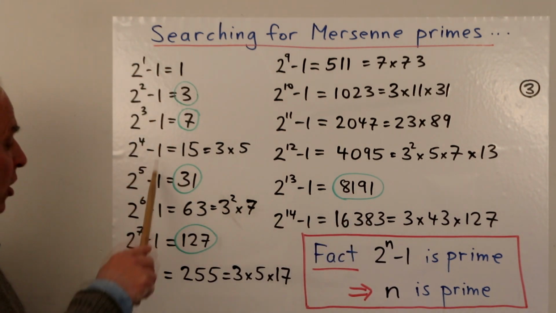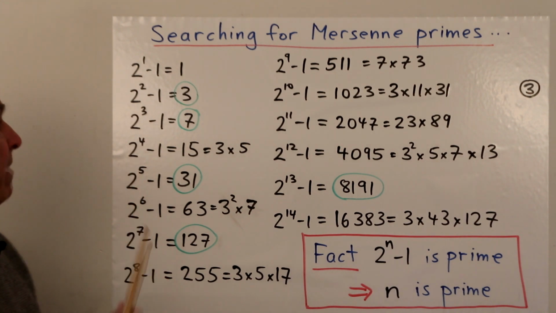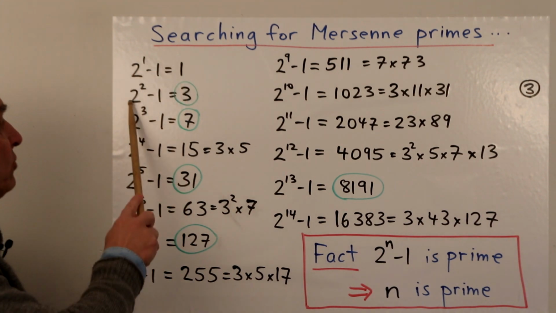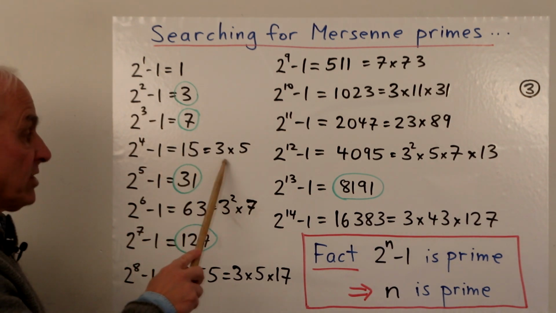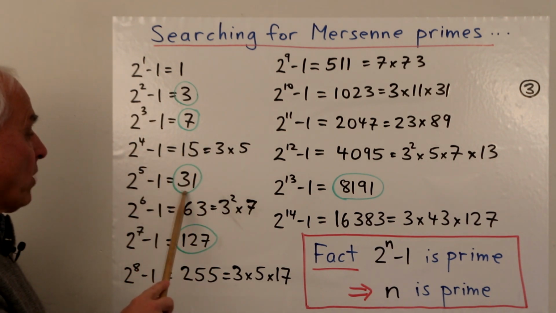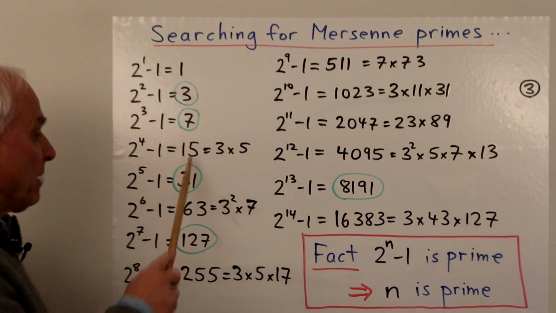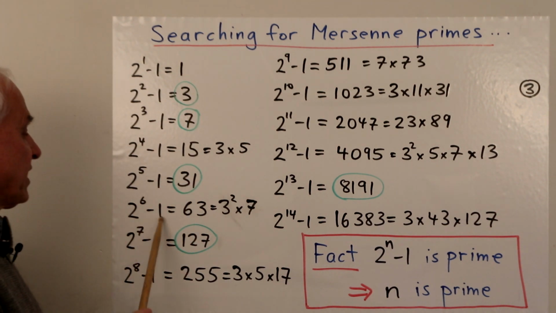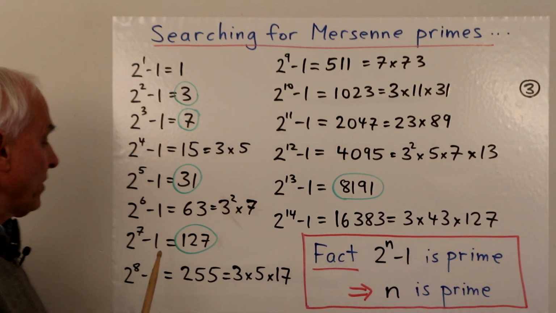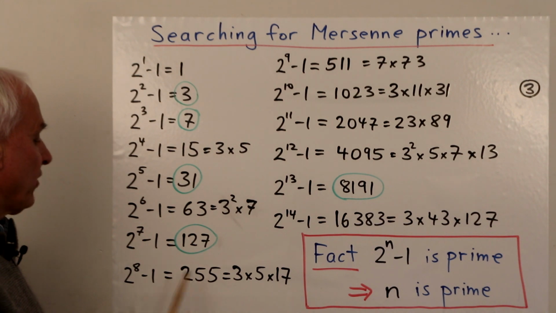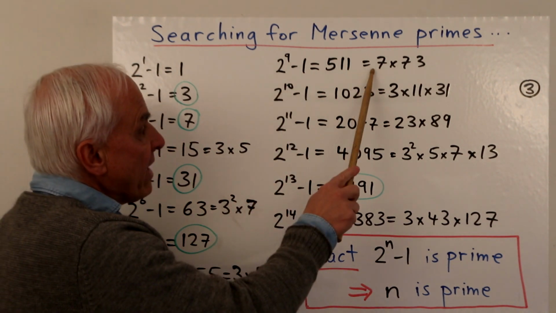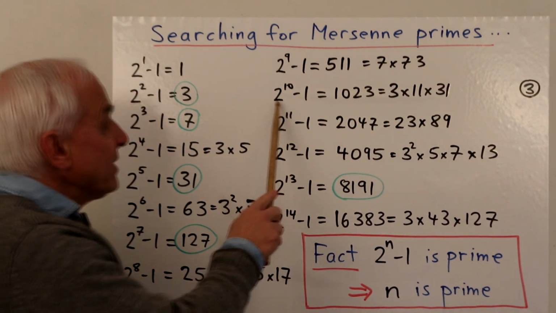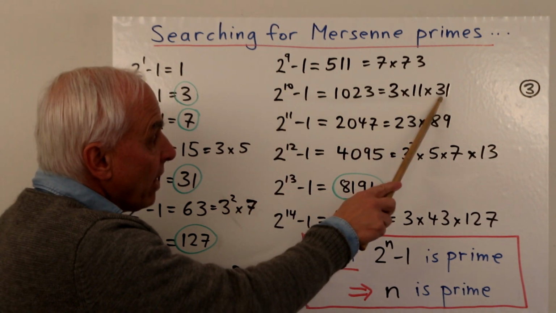So here's a list of numbers of the form 2 to the n minus 1. 2 to the 1 minus 1 is 1, 2 squared minus 1 is 3, 2 cubed minus 1 is 7, 2 to the 4th minus 1 is 15, which is 3 times 5. 2 to the 5th minus 1 is 31. So far we have 3 primes. Then 2 to the 6th minus 1 is 3 squared times 7. 2 to the 7 minus 1 is 127, that's prime. 2 to the 8 minus 1 is 3 times 5 times 17. 2 to the 9 minus 1 is 7 times 73. 2 to the 10 minus 1 is 3 times 11 times 31.